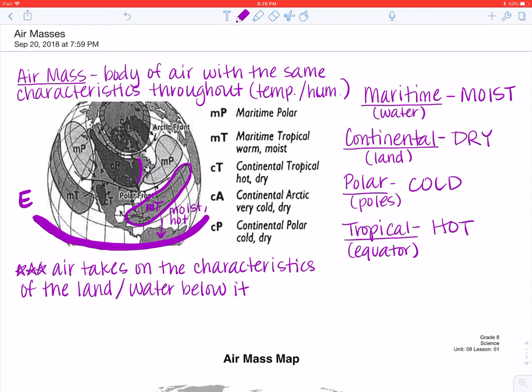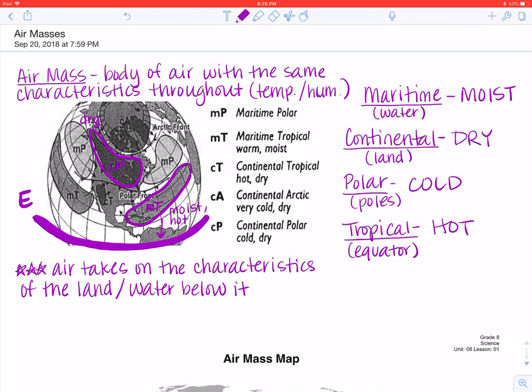Okay, let's take a different one. Let's take this one right here. CP. So C stands for continental. It means that it's over land. So this air is going to be dry because it's over land.